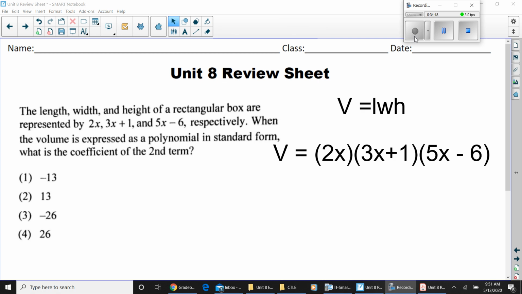So volume equals length times width times height, and you could basically do this any way that you want. I'm gonna just take these two binomials and go ahead and do this because multiplication is commutative. So I'm going to leave this 2x out right now, and I'm just going to go ahead and do 3x times 5x, and I get 15x squared.